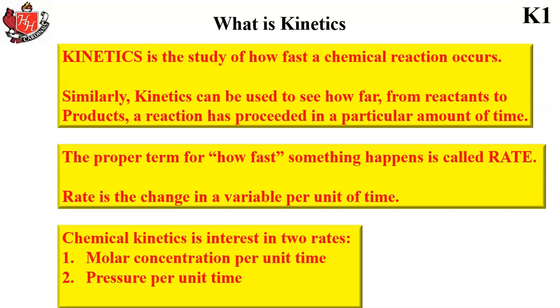So chemical kinetics is interested in two types of rates. One is the molar concentration, that is moles per liter per unit time. So often that's expressed as moles per liter for each second that goes by, molar per second. Also, it can be used for gases, in which it would express the change in pressure per unit time.